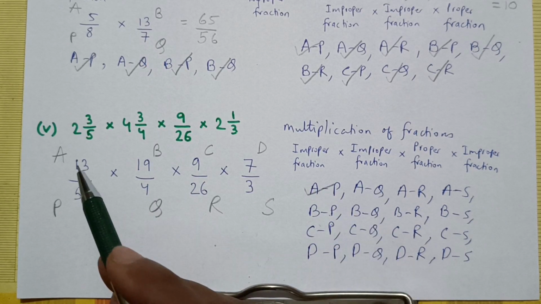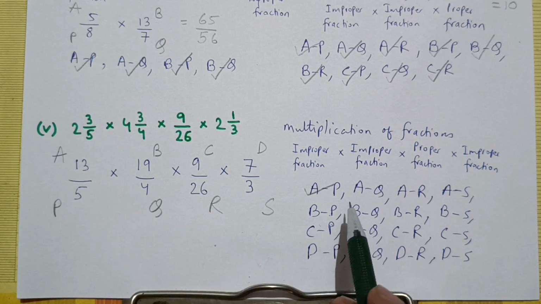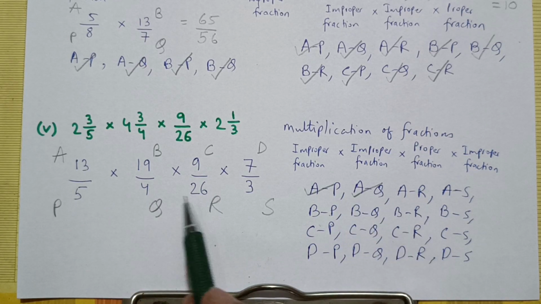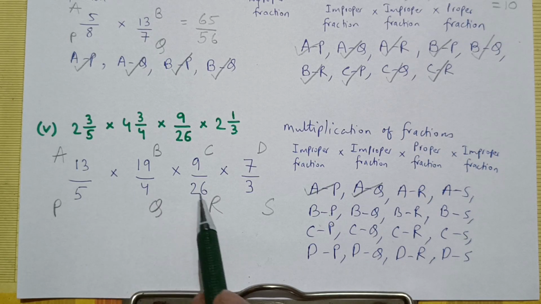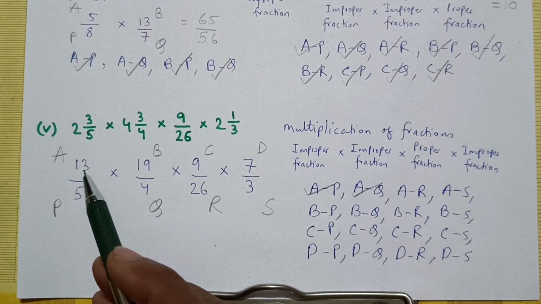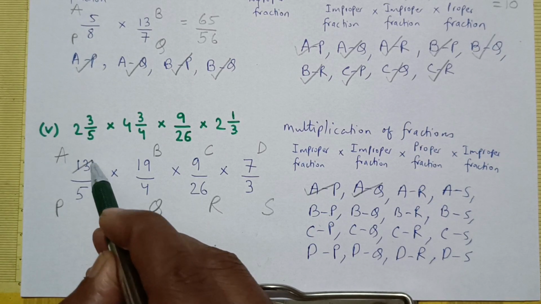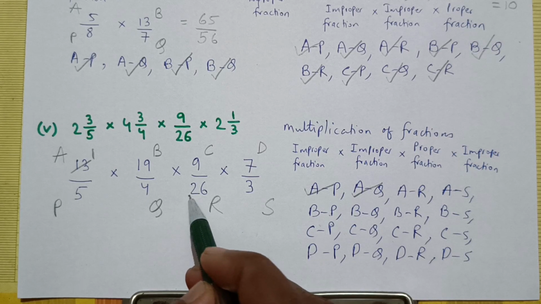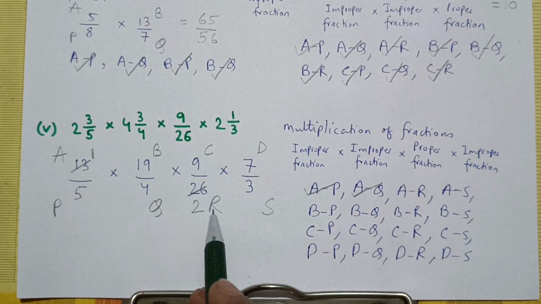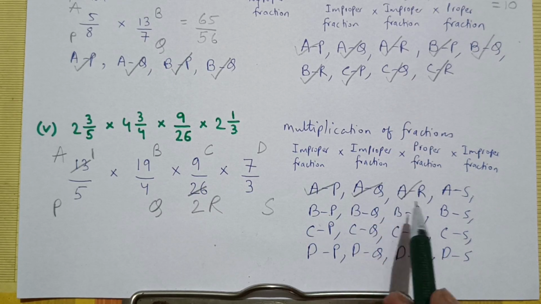Next is AQ, 13 by 4. This also you cannot reduce any further. This is already in its lowest form. Next is AR, 13 by 26. Yes, this you can reduce to its lowest form because both of them are divisible by 13. So I will divide both 13 and 26 by 13. 13 divided by 13 is 1, 26 divided by 13 is 2. So AR becomes 1 by 2. So we have reduced AR to its lowest form.